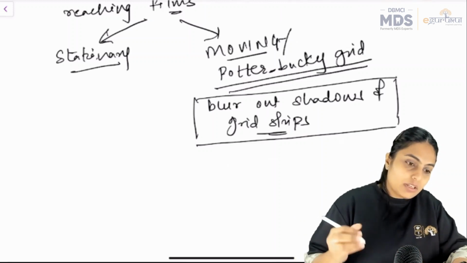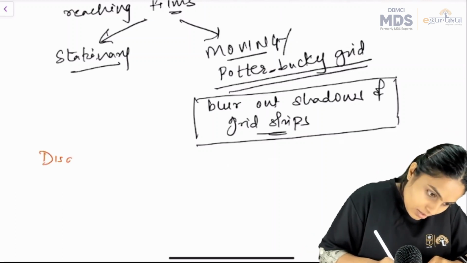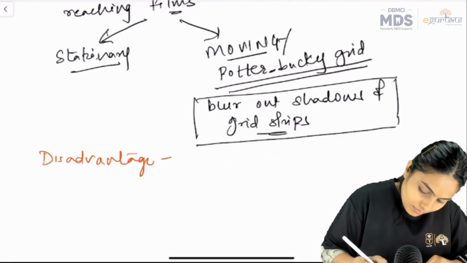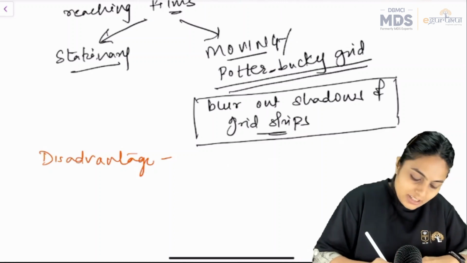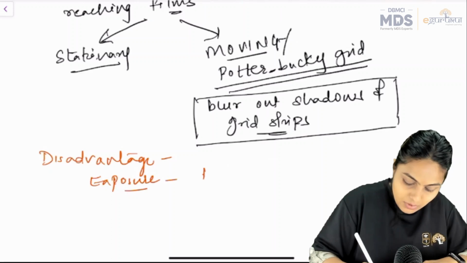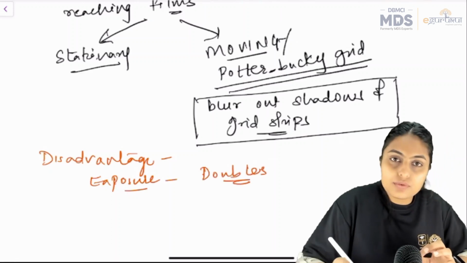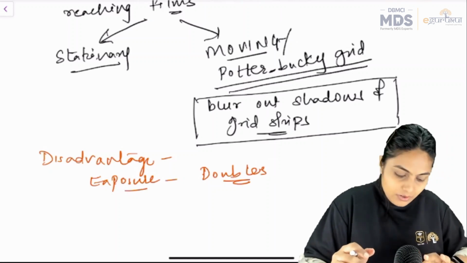And what is the disadvantage of this grid? If we are using a grid, the exposure that is required doubles. Using a grid can also increase the exposure.